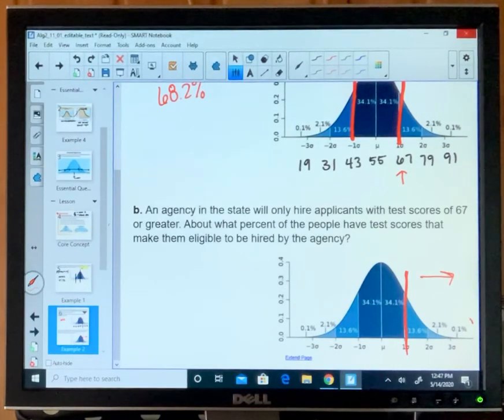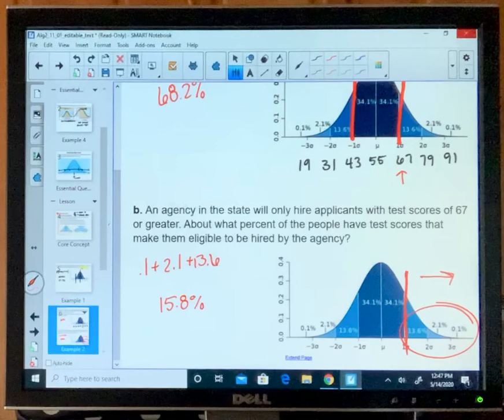So all I would do is add up those 3 numbers. I do 0.1 plus 2.1 plus 13.6, and I'd get the 15.8. So they only hire the top 15.8% of people that take this test.